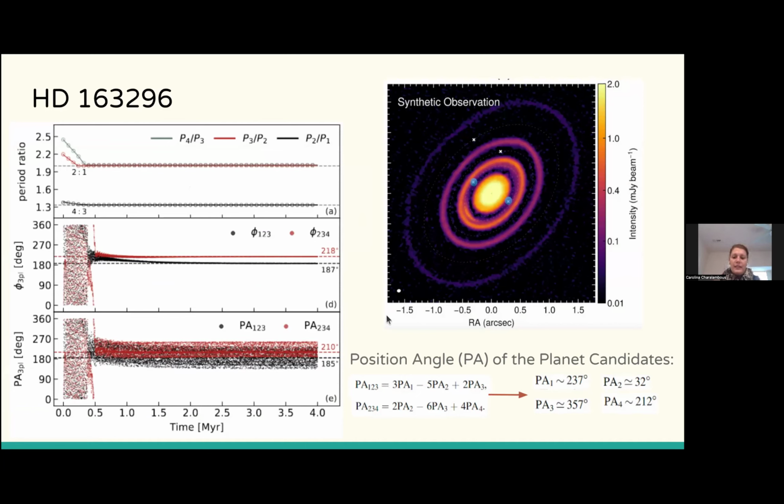And with this dynamical analysis, we can now tell the observers, okay, so point in these exact positions, so we have the angles in the orbit, and tell us if there really are planets in that orbit.